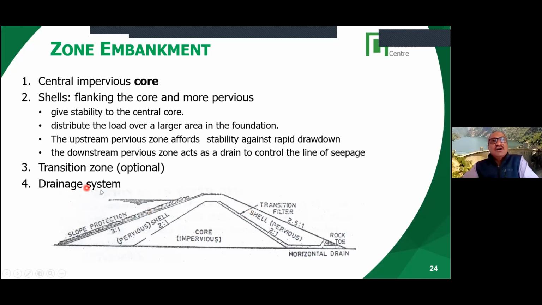Then you have a drainage system. So whatever seepage there is drains, instead of creating an uplift pressure. There is a drain, which can also be at the toe. You have a rock toe. So this is basically the embankment with zones.